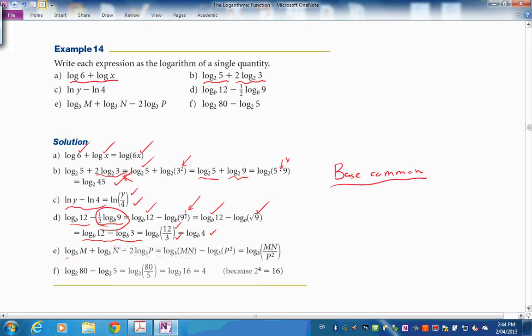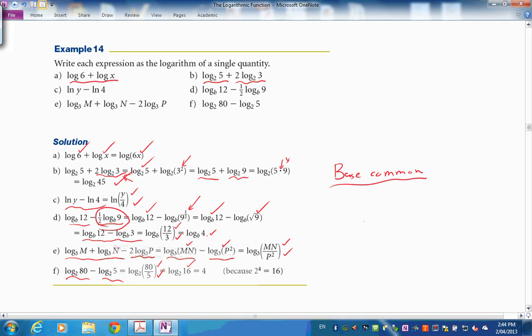Okay, log to the base 3 of m plus log to the base 3 of n, take 2 log to the base 3 of p. Getting complicated now. So we added 2 logs. That will be the log of a product. We're then subtracting 2 times the log of p. That'll be the log of p squared. And now we're subtracting logs. That must be the log of a quotient. You subtract powers when you are dividing. And then the final one now is a subtraction of these two, which is the log of the division. Subtracting powers means you're doing a division.